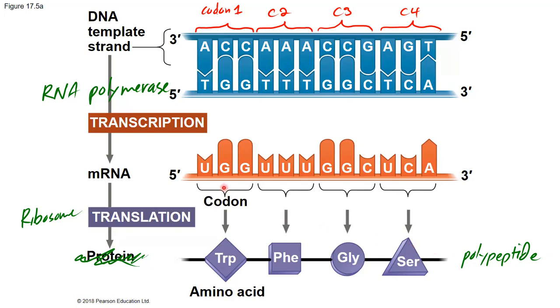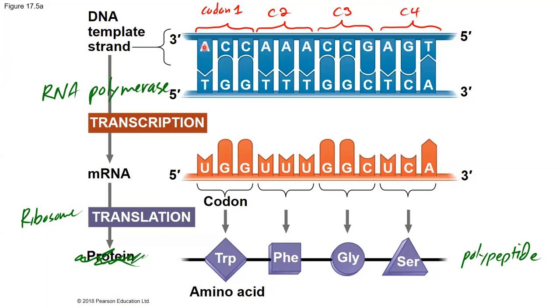Now, each codon specifies one single amino acid. So each time UGG is read by the ribosome, the ribosome will understand that this codon means tryptophan. Each time the ribosome reads UUU, this codon specifies the amino acid phenylalanine. GGC, glycine, UCA, serine, and there are many other codons for the different 20 amino acids. Okay?